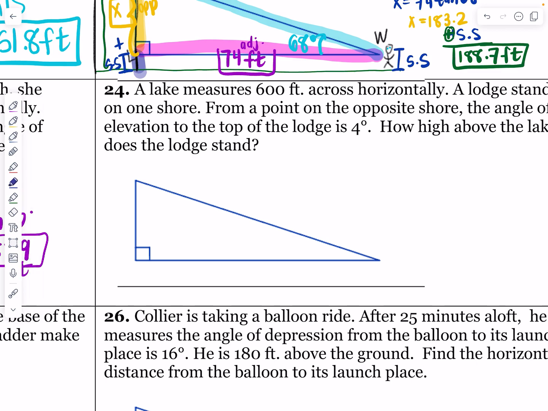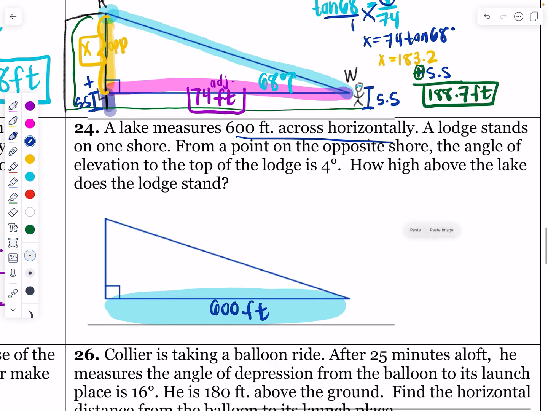So again, as soon as I see that word horizontally, I'm going to put the lake right here. How far does it measure horizontally? 600 feet across. So let's write that in. 600 feet is my horizontal distance. A lodge stands on one of the shores. So I'll go ahead and draw that in. Here is my lodge. I'll just make that a building right here.